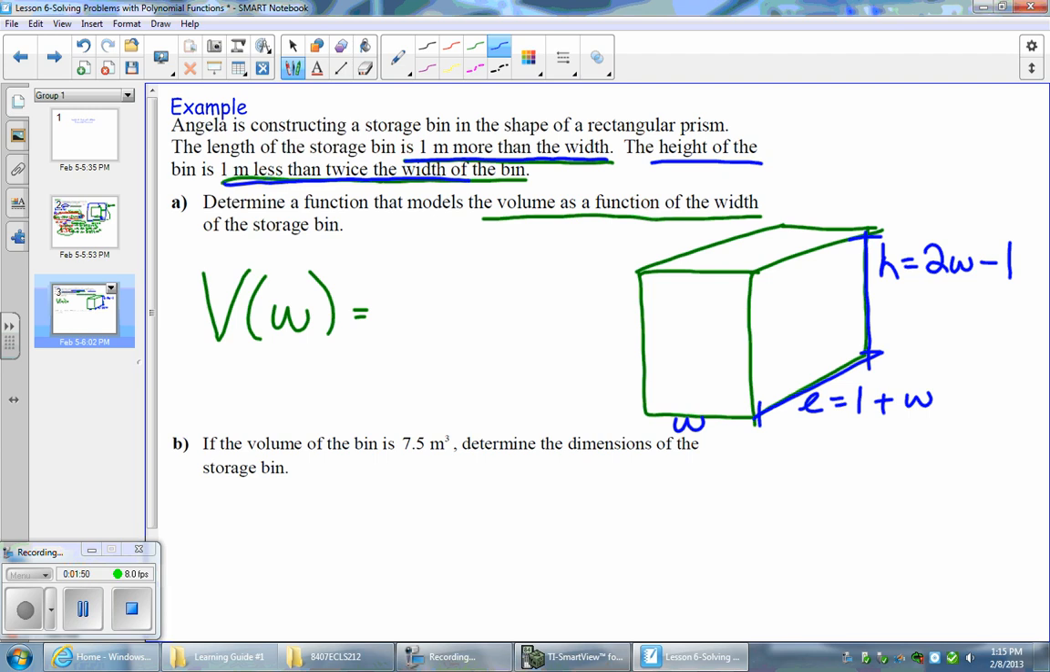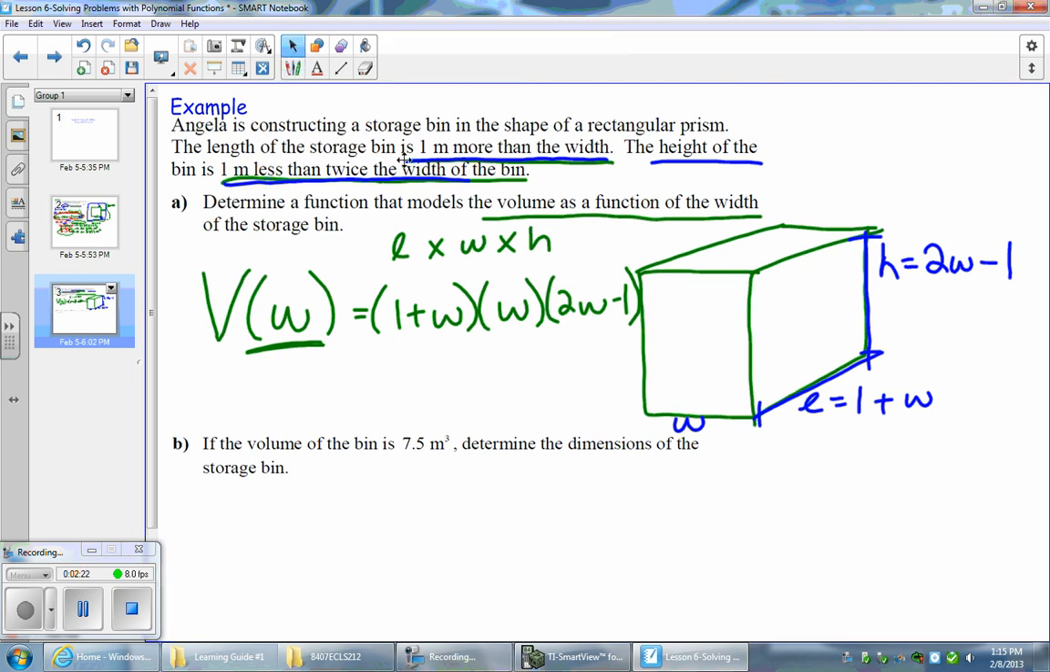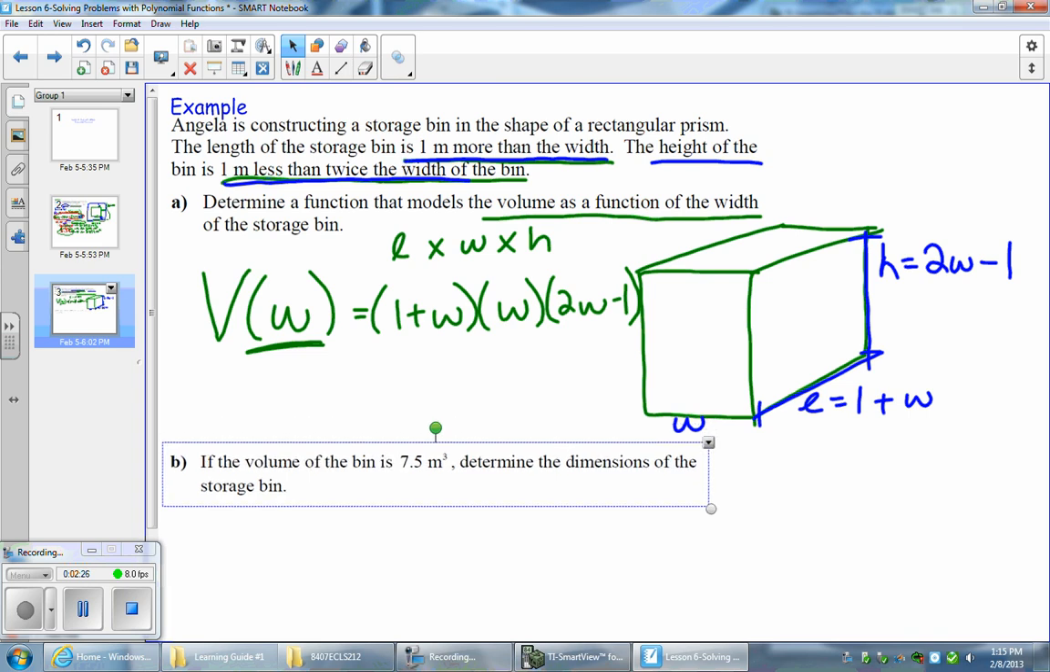So the volume function in terms of w is going to be my length times my width times my height. My length expression is 1 plus w, my width is just w, and my height is 2w minus 1. The whole idea is to produce a function in terms of one variable, which in this case is w, the width. So there is my function that represents the volume in terms of the width. We're going to move on to part B here.